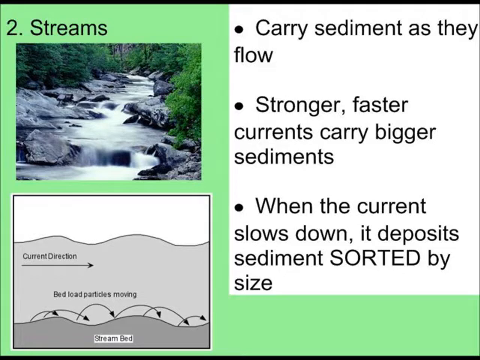The stronger and faster currents carry bigger sediments, and when the current slows down, it deposits the sediment, and it's sorted by size, which means that the biggest sediment is dropped first, and then the smaller sediments are dropped last.